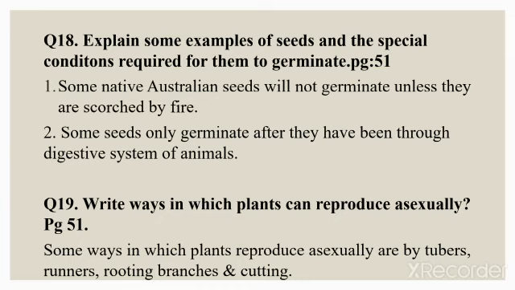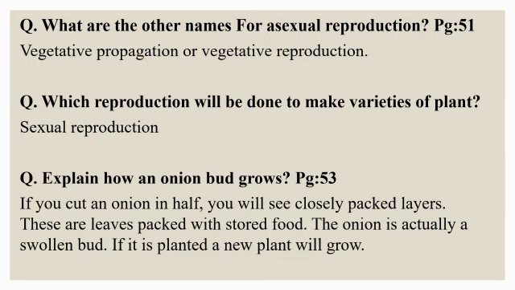Next question is on page number 51. What are the other names for asexual reproduction? The answer is vegetative propagation or vegetative reproduction. Which reproduction will be done to make varieties of plants? The answer is sexual reproduction.